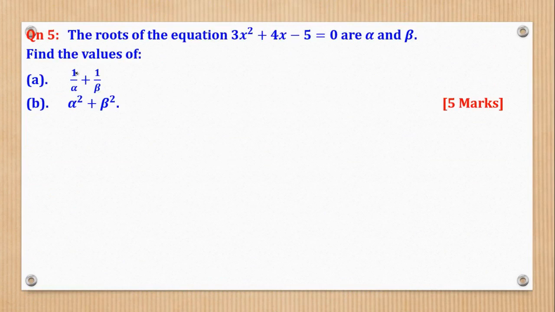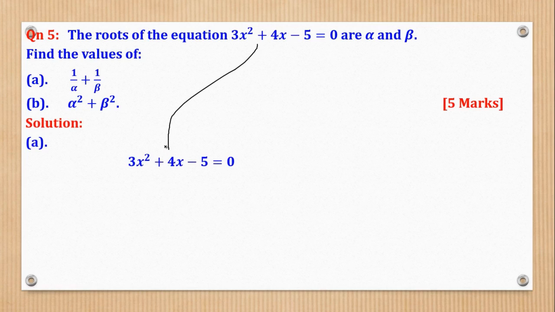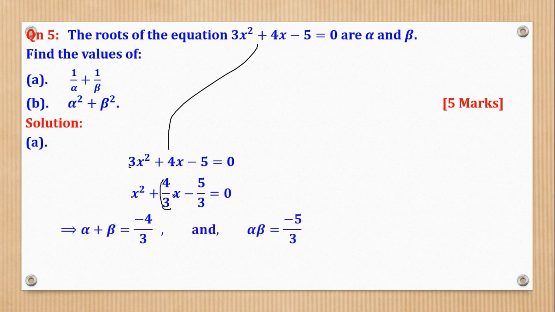That was question 4. What about question 5? Question 5 says the roots of the equation this are alpha and beta. Find the values of this and that. So from this equation, we shall first get the values of sum and product of roots. So dividing 12 by 3 gives you this, and therefore sum is negative of this, and product is the whole of this.